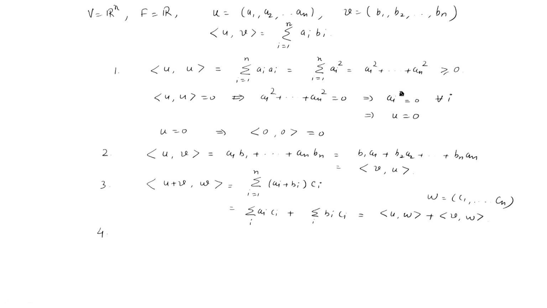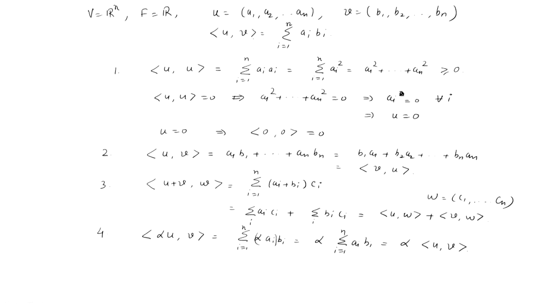Now, the fourth property is the inner product of alpha times U comma V. This is the summation over i from 1 to n of alpha times Ai Bi, as you can already see. This is equal to alpha times the summation over i from 1 to n of Ai Bi, which is equal to alpha times the inner product of U comma V. So, hence we have seen that all four properties hold over this definition. When we define the inner product by this, all four properties hold.